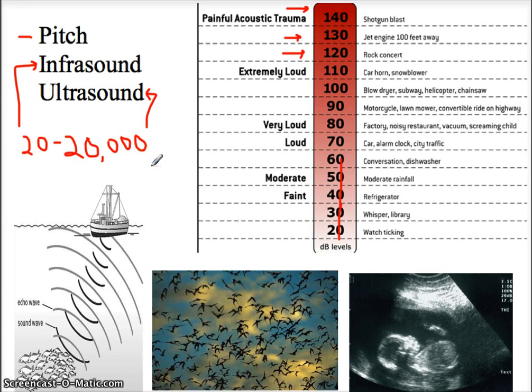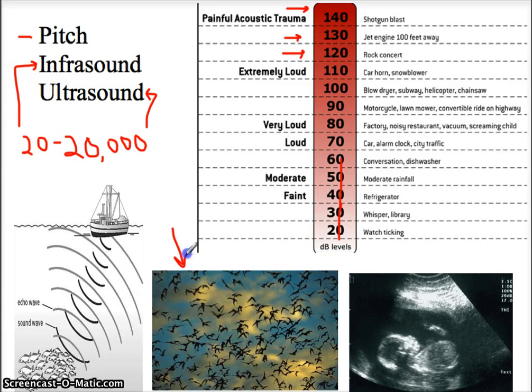Now, we actually have some use for these ultrasounds, even though we can't hear them. For example, a ship's sonar: this particular ship is probably a fishing ship, and it uses sonar to find schools of fish and the bottom. This is actually a sound wave. Even though we cannot hear it, it is ultrasound, above 20,000. But it is useful for finding fish or finding parts on the bottom.